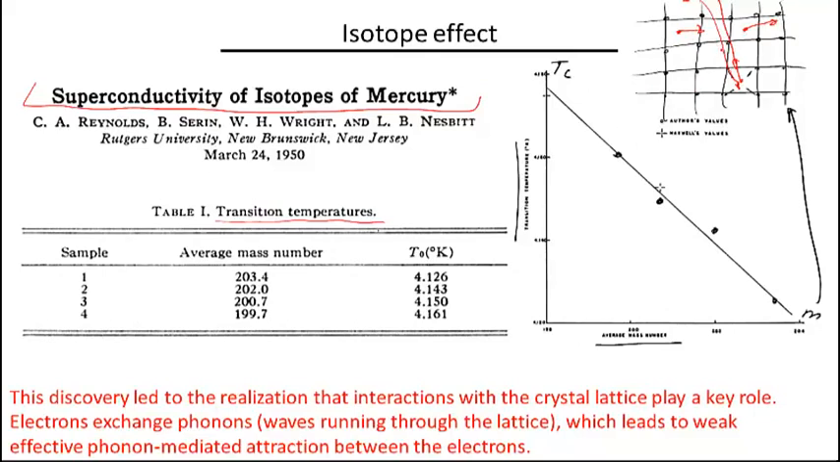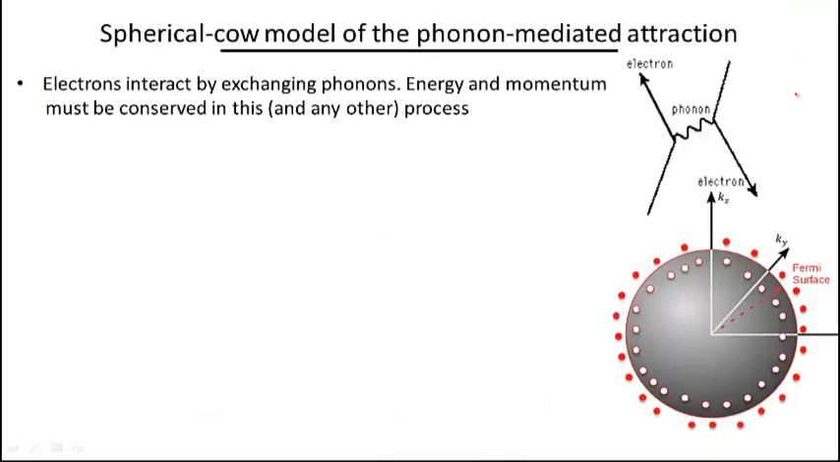By the way, for the actual solution I'm going to present, the origin of the attraction doesn't matter that much. It will be just some constant attraction, minus V naught, but it's good to know the physics behind it. For the actual calculation, we'll need a specific mathematical model of this electron-electron attraction, and the true interaction is quite complicated. So here I will present what I call a spherical cow model of this phonon-mediated attraction, which is commonly used even in research papers, so it works perfectly well.